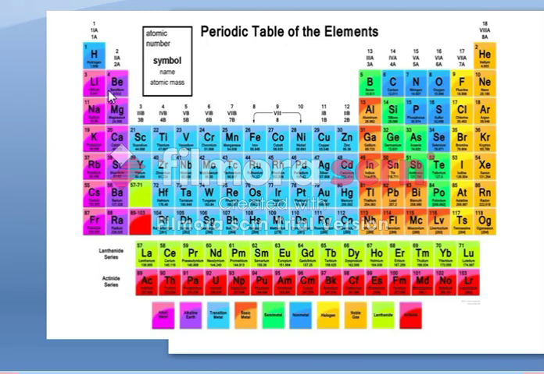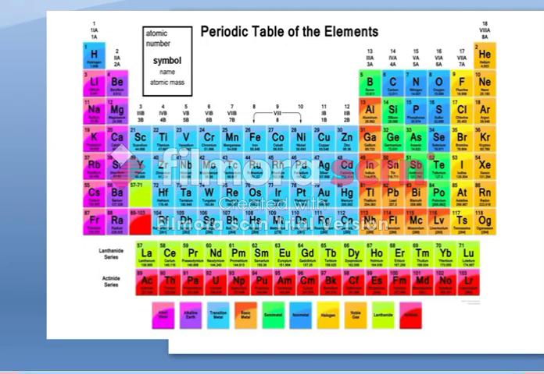Opposite to this, when you move from top to bottom in a group, atomic size goes on increasing while nuclear charge goes on decreasing, and due to this reason electronegativity will decrease as we move from top to bottom in a group. And let me tell you, fluorine is the most electronegative element in the periodic table.